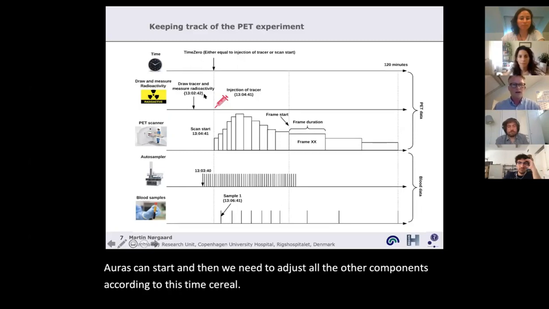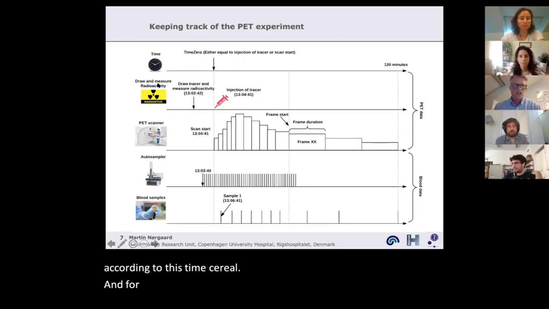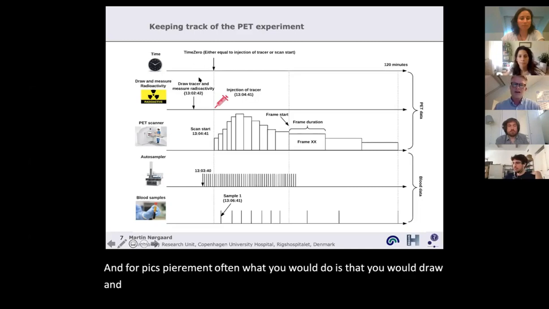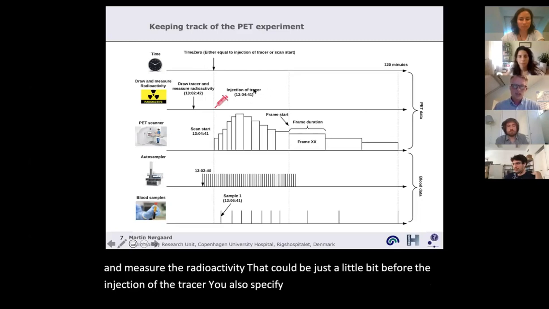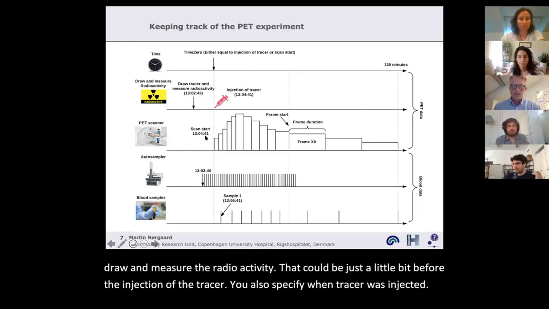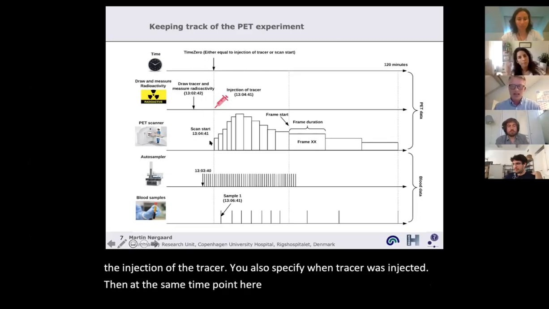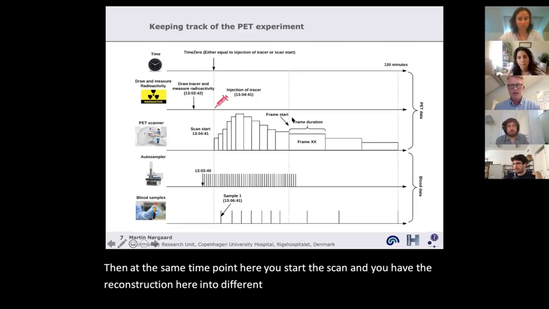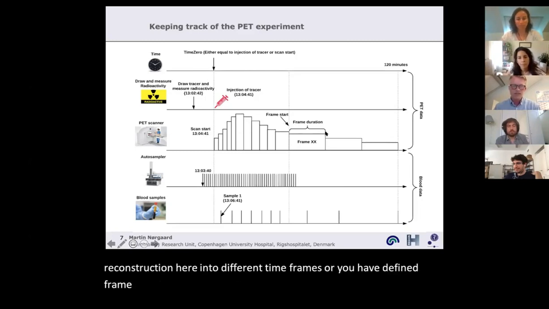For a PET experiment, often what you would do is draw and measure the radioactivity. That could be just a little bit before the injection of the tracer. You also specify when the tracer was injected. Then at the same time point, you start the scan and you have the reconstruction into different time frames, where you have defined a frame start and a frame duration. And that basically includes the PET data.